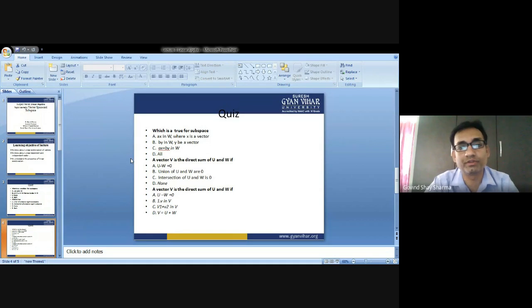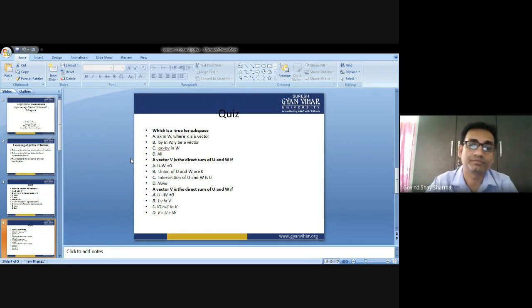A vector space V is the direct sum of U and W if: U minus W is 0, union of U and W is 0, intersection of U and W is 0, or none. In the previous theorem, we saw that a vector space V is the direct sum of U plus W if V can be written as V equal to U plus W and the intersection of them is 0. So option C is the right option.